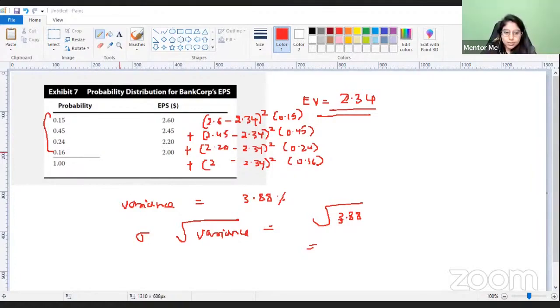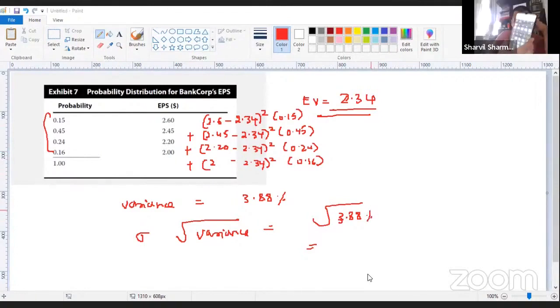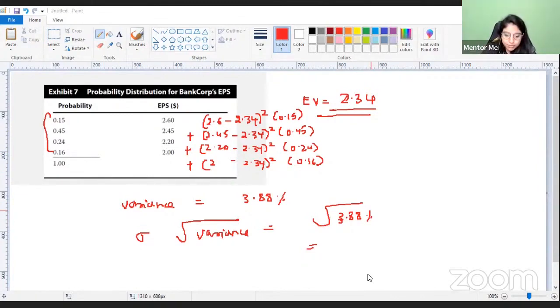1.97. But standard deviation is always in percentage, no? Yes, it is in percentage. 3.88 is a percentage. Let me calculate. The answer is 1.96, and I get 1.97. Okay, I also have this application, let me do it over that. If you do it, it will come to 19.69%.